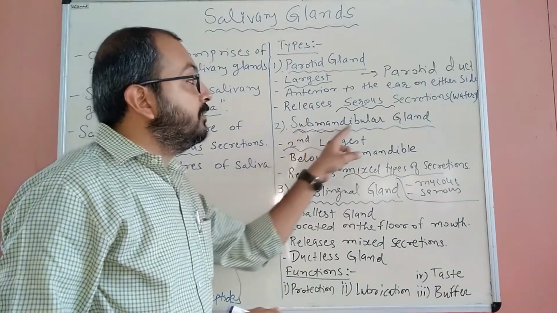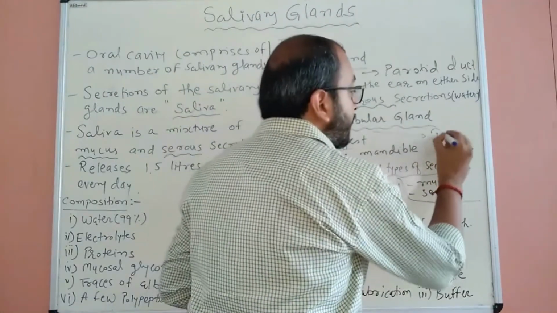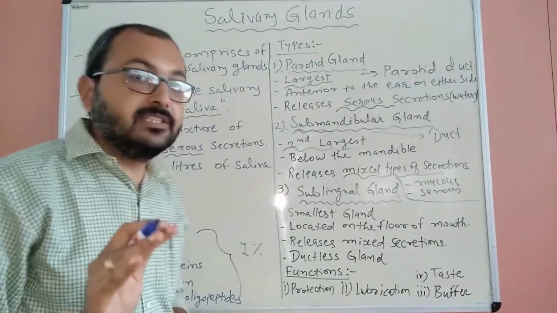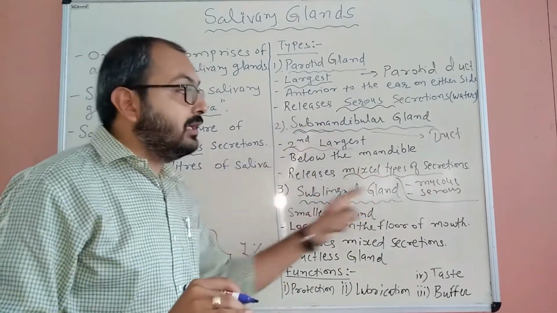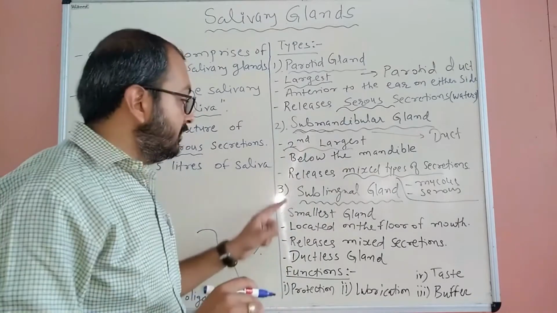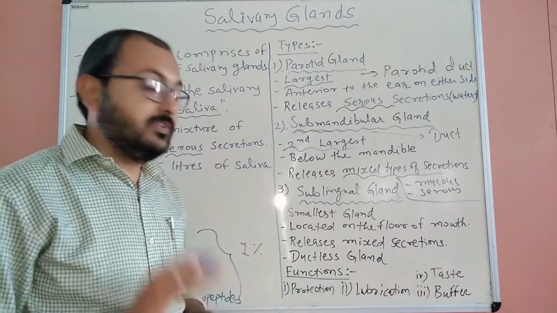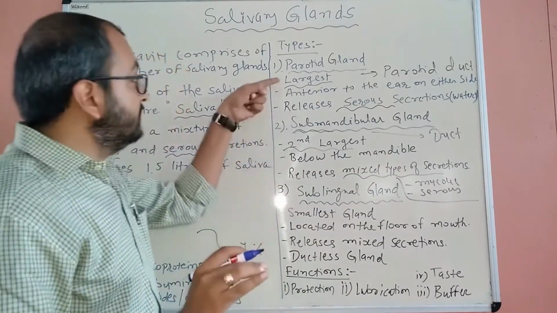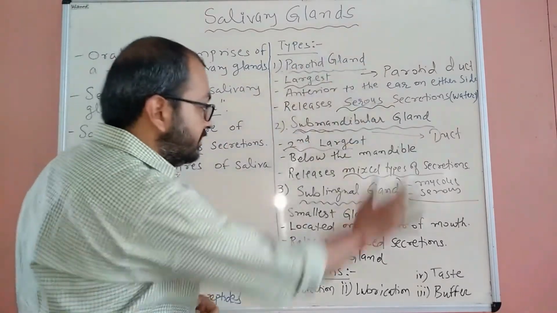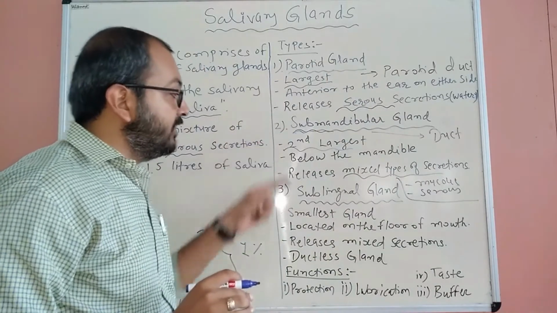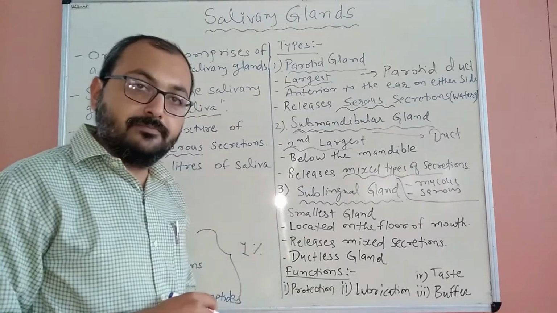Whereas in the case of the submandibular gland, there is a submandibular duct, which carries the mixed type of secretions into the oral cavity. Third is the sublingual gland. This is the smallest gland of these three, right? Parotid gland, submandibular gland and sublingual. This is the comparison between these three. This is the smallest one.